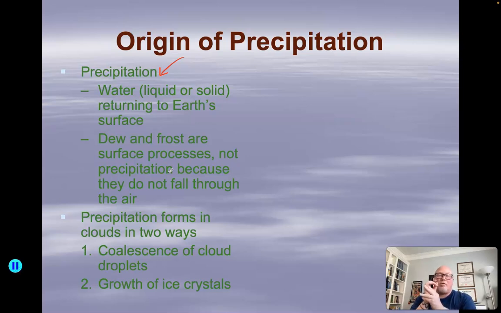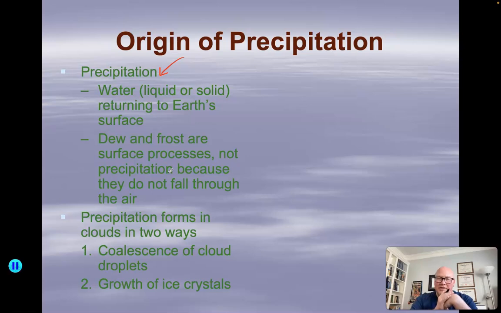So when you have water droplets that coalesce to form clouds, or when it starts to grow into ice crystals, this would be precipitation. Now if it's a solid, when it drops because it cools directly from a gas to a solid, which is deposition, that's when you get snow.